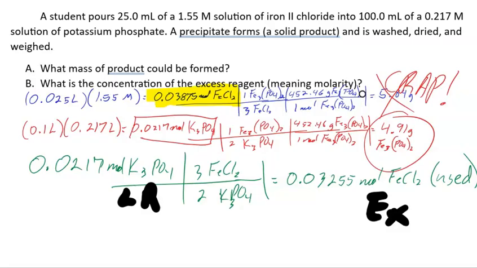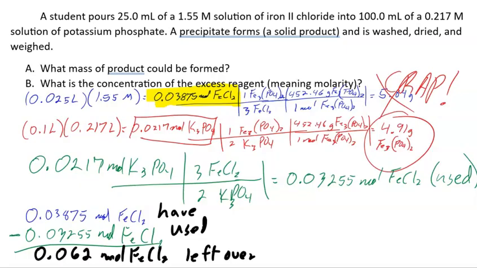And now we need to subtract the moles. So I have the 0.03875 moles of the iron chloride that we have. I calculated how much we used, and I subtracted it to get the 0.062 moles left over. Now don't forget, when in doubt, answer the question. And the question is, what's the concentration? Moles are not concentration. Moles are counting the number of items. This is exactly what you have, not the concentration. Concentration is a ratio. We need molarity.